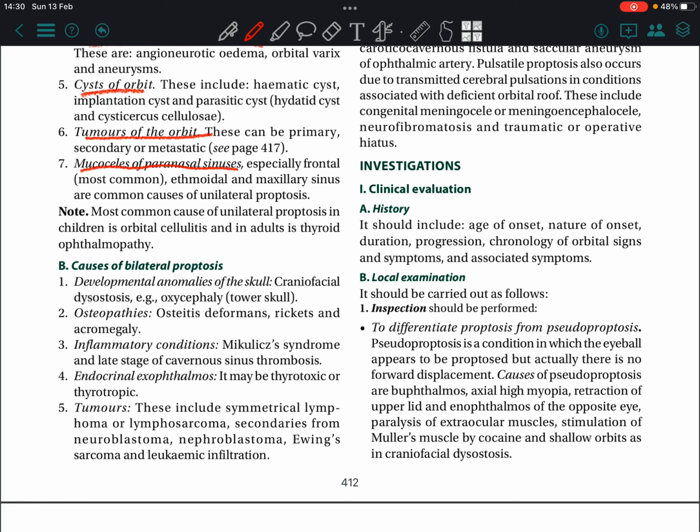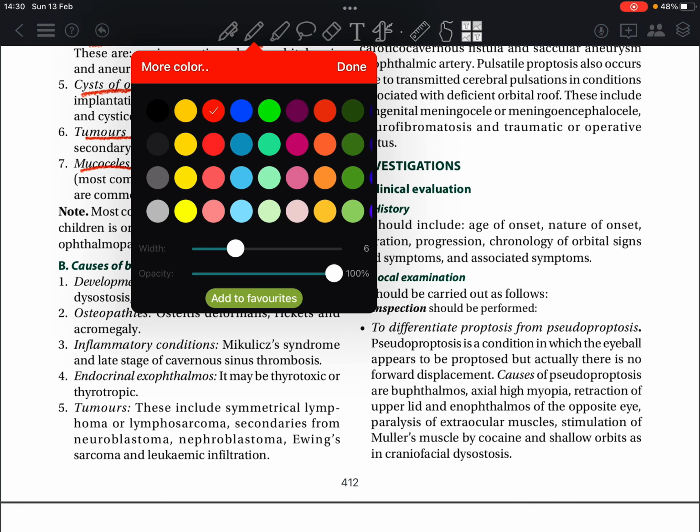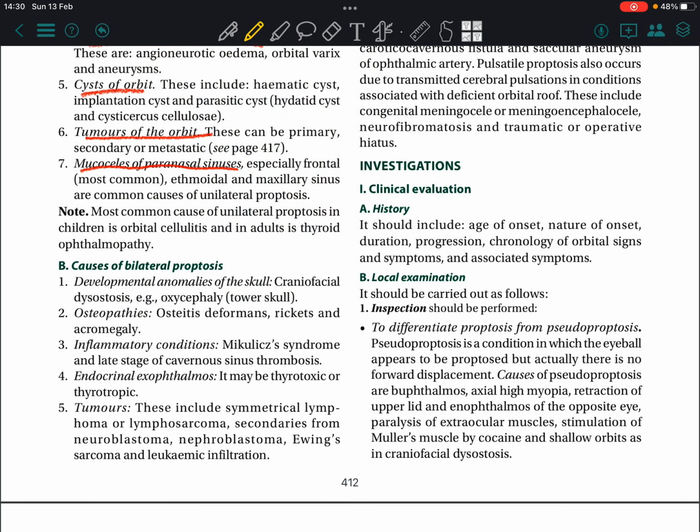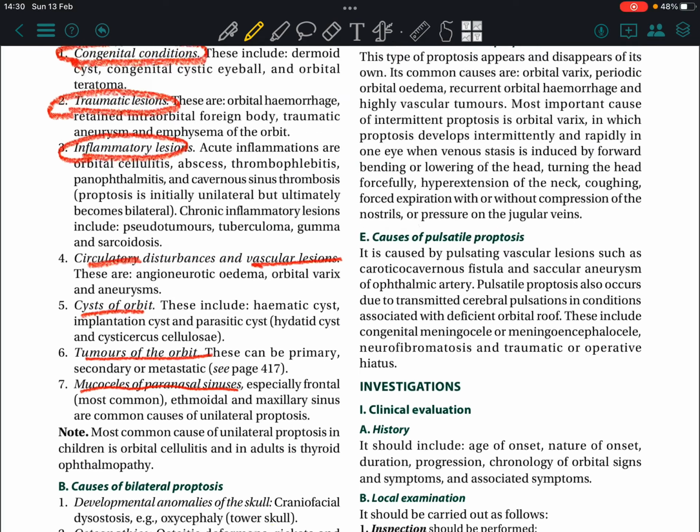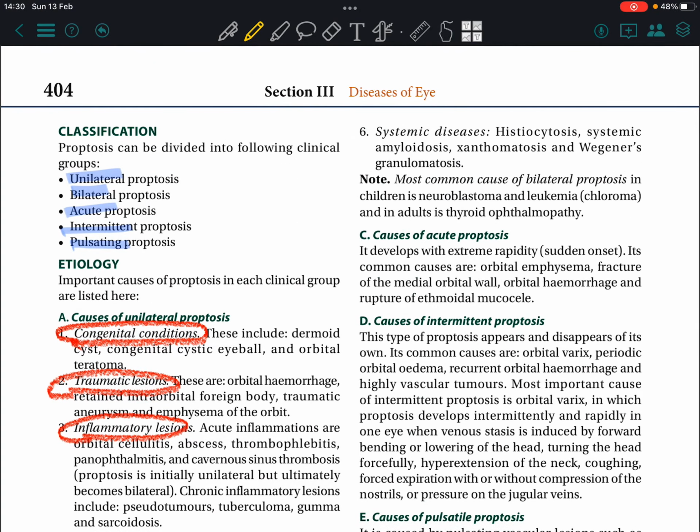Then cause of bilateral proptosis: developmental anomalies of skull, craniofacial dysostosis, osteopathies, osteitis deformans, inflammatory conditions, Mikulicz syndrome, endocrinal exophthalmos, tumors, lymphosarcoma, secondaries from neuroblastoma, nephroblastoma, Ewing sarcoma, etc. Then systemic disease: histiocytosis, systemic amyloidosis, xanthomatosis, venous granulomatosis.